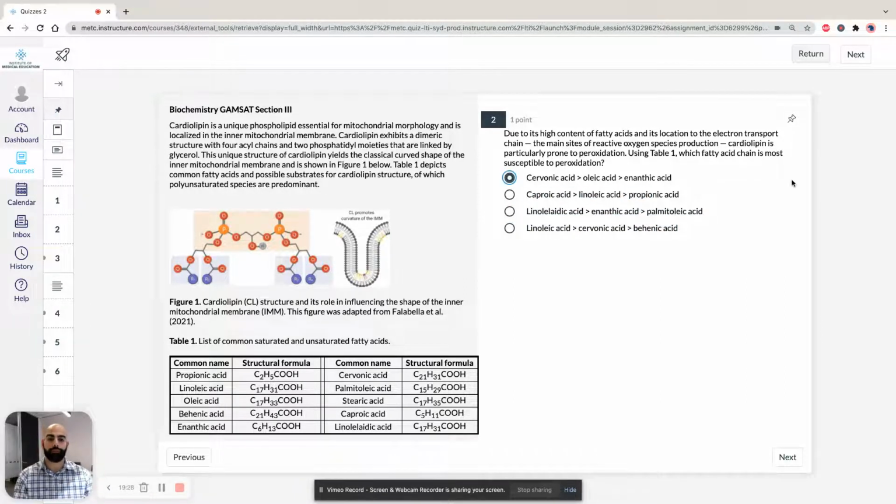We're left with the top answer A, and we can double check it by saying savonic acid is a polyunsaturated fatty acid, oleic acid is a monounsaturated fatty acid, and our enanthic acid is saturated.